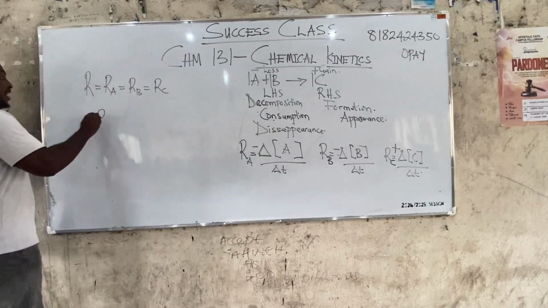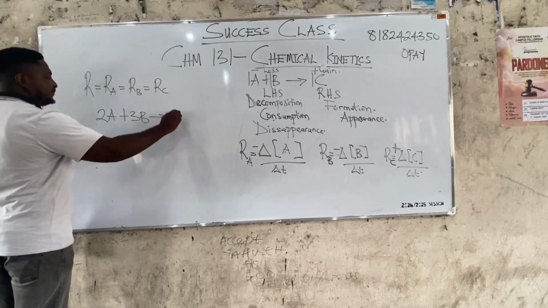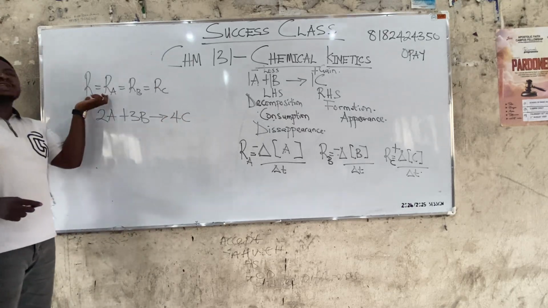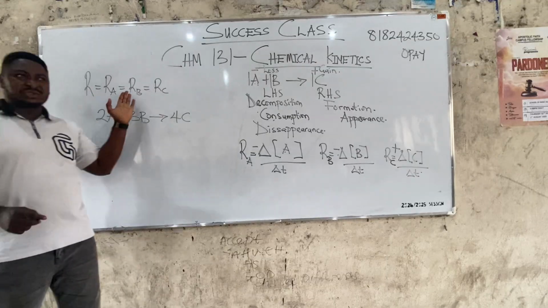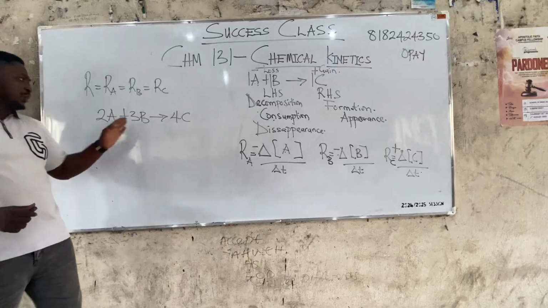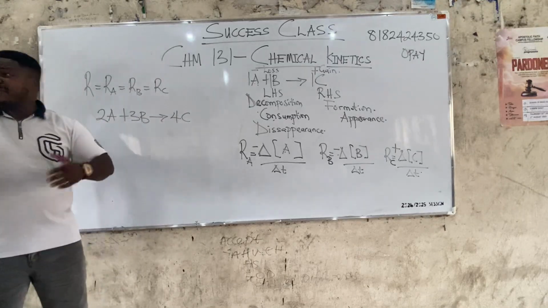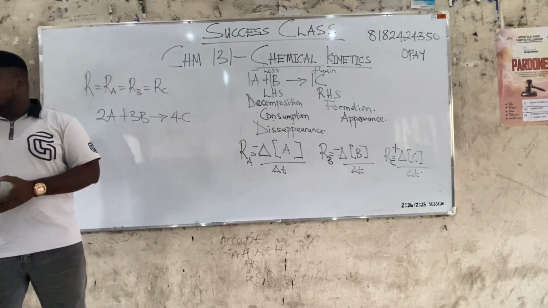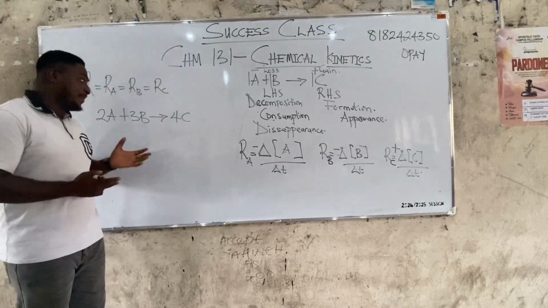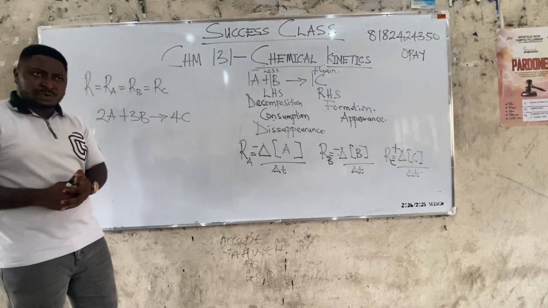If you have 2A plus 3B to give 4C, class, it is no longer true that R equals RA equals RB equals RC. We must factor in their stoichiometric coefficients. The stoichiometric coefficient of each component of the reaction must be factored into the formula now. So R cannot just be equal to RA, RB, RC. Why? Because each component of the reaction has a different number of moles.